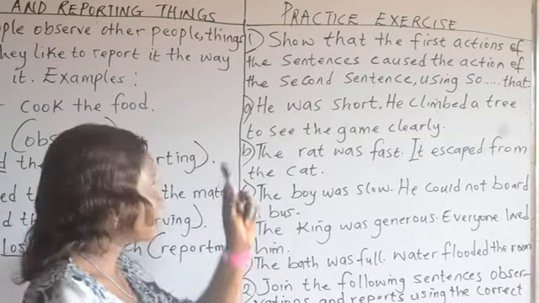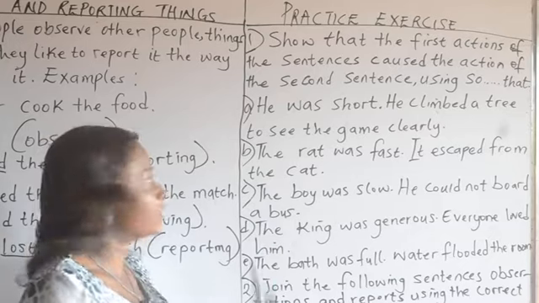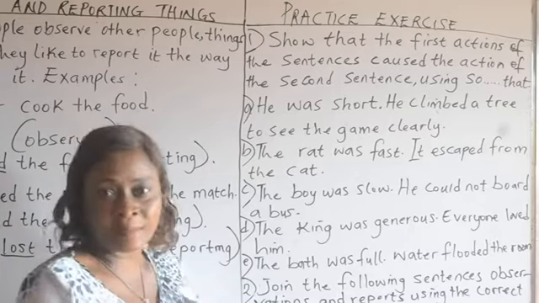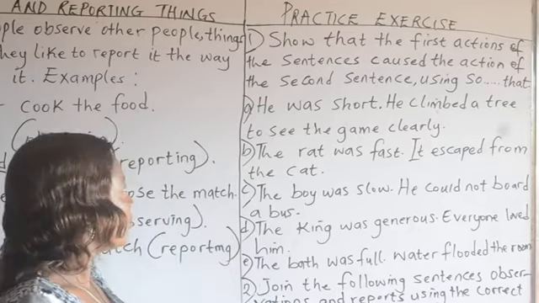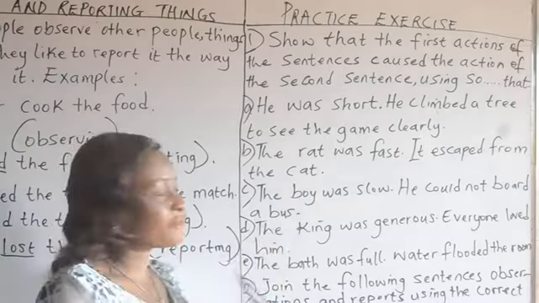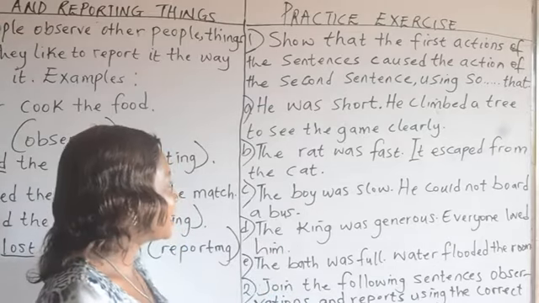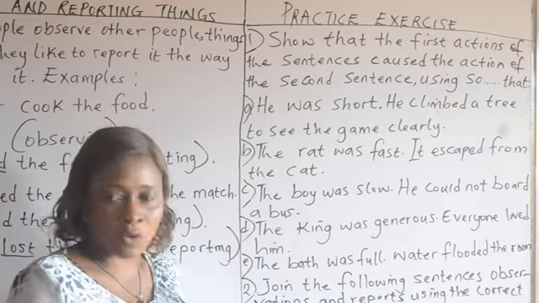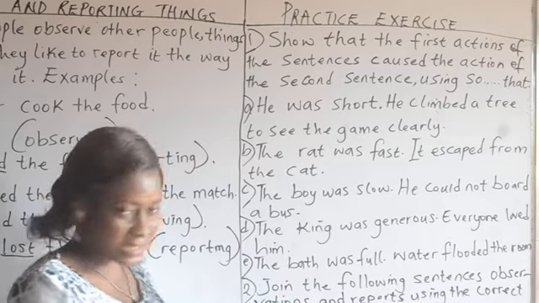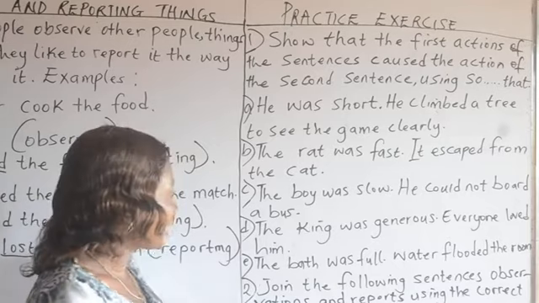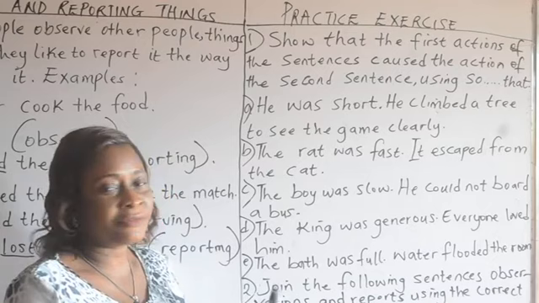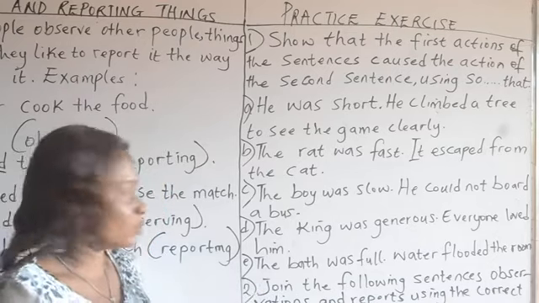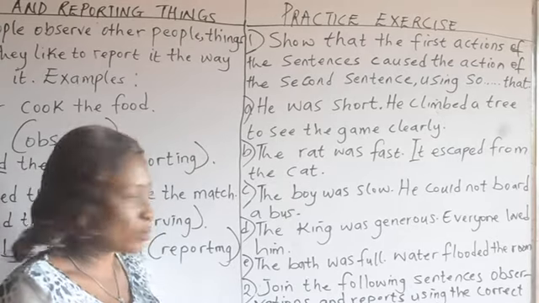Let me finish up the sentence. Number 1a again. He was short. He climbed a tree to see the game clearly. 1b, the rat was fast. It escaped from the cats. C, the boy was slow. He could not board a bus. The king was generous. Everyone loved him. The bath was full. Water flooded the room.